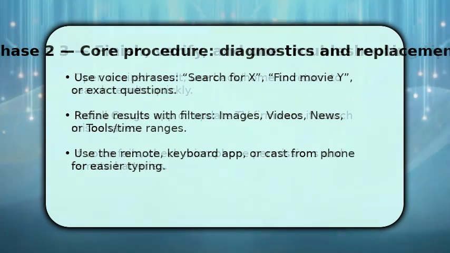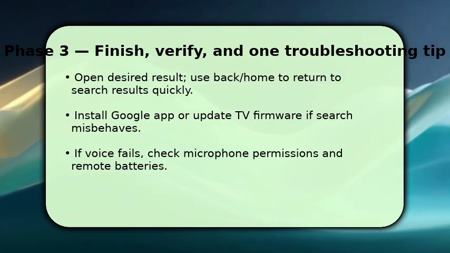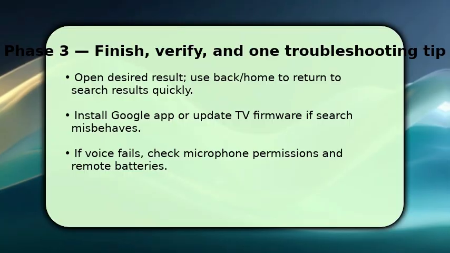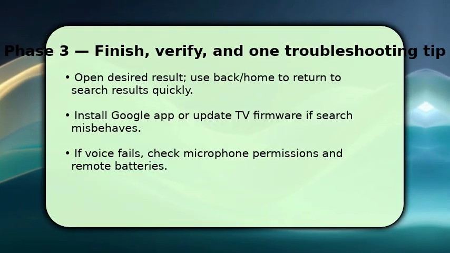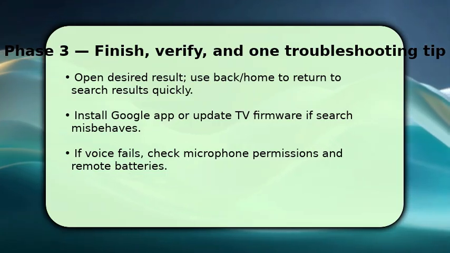To finish, open the best result and scan content. When done, press back to return and refine the query if needed. If search is slow or missing features, update the Google app or TV firmware. Updates fix compatibility and speed.